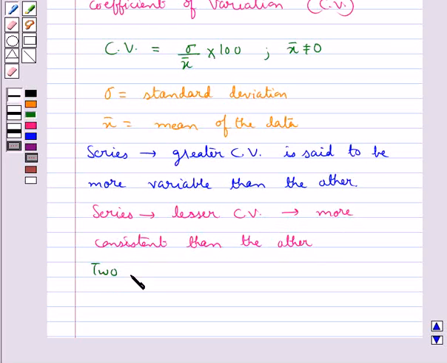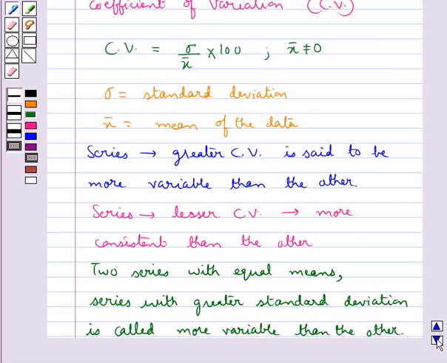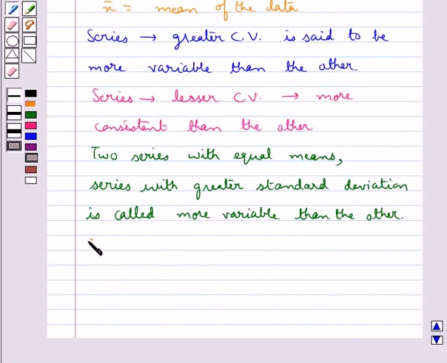If we have two series with equal means, then the series with greater standard deviation is called more variable, or you can say more dispersed than the other, and the series with lesser standard deviation or variance is said to be more consistent than the other.